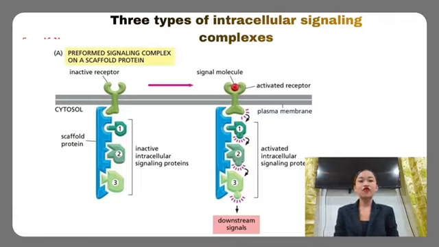First, the preformed signaling complex on a scaffold protein. Here, a large scaffold protein holds a receptor and inactive signaling proteins together. When a signal molecule binds, the receptor is activated and the pre-assembled complex is ready to transmit the downstream signal.